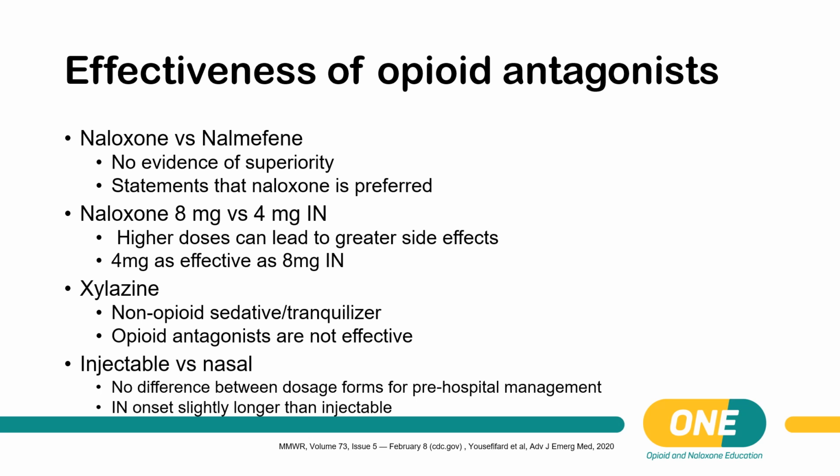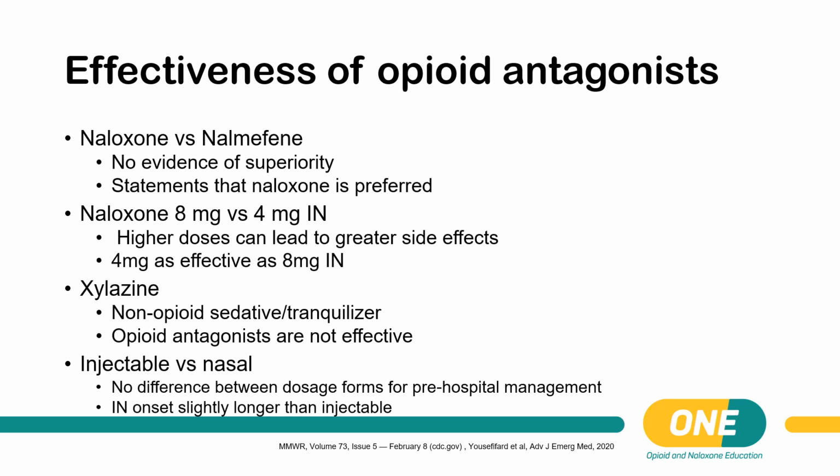So like I said, in theory, since nalmefene has a higher affinity for the opioid receptor and it stays in the body longer, we might think that it is better for reversing synthetic opioids such as fentanyl. However, this really hasn't been shown to be the case. There really isn't any evidence of superiority of one over the other, naloxone versus nalmefene.